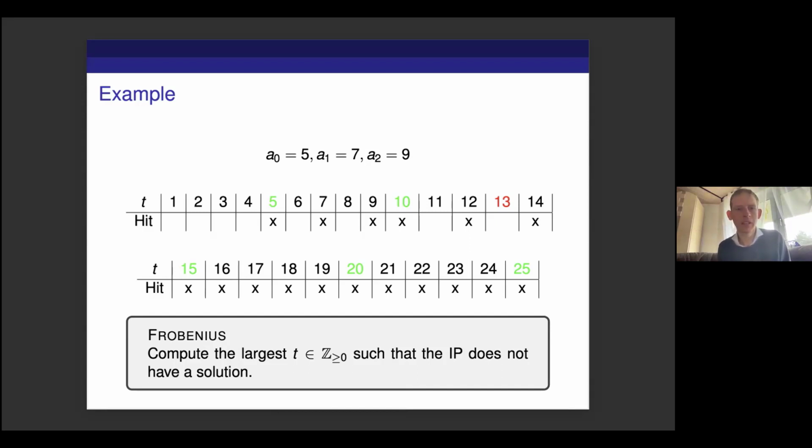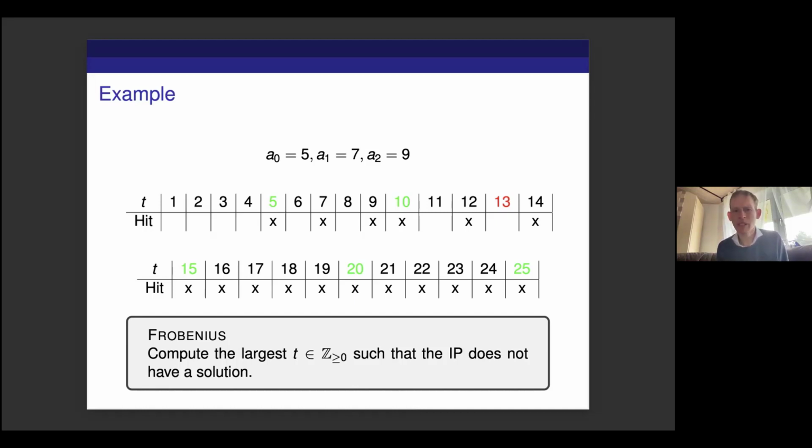The problem of computing the Frobenius number is called the Frobenius problem. But there are plenty of other names in the literature. It's also called the coin problem, and there's also a subvariant of the problem called the McChicken problem. So there are very different names in the literature.